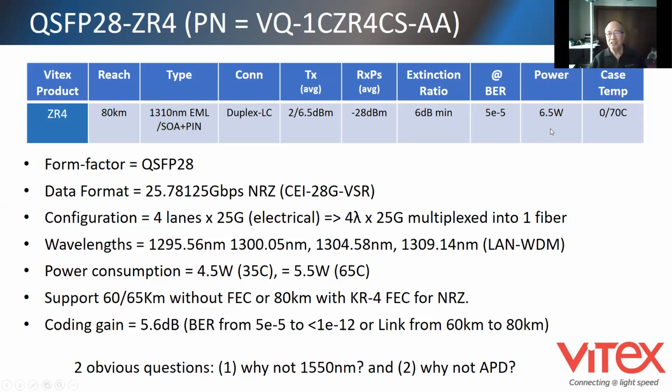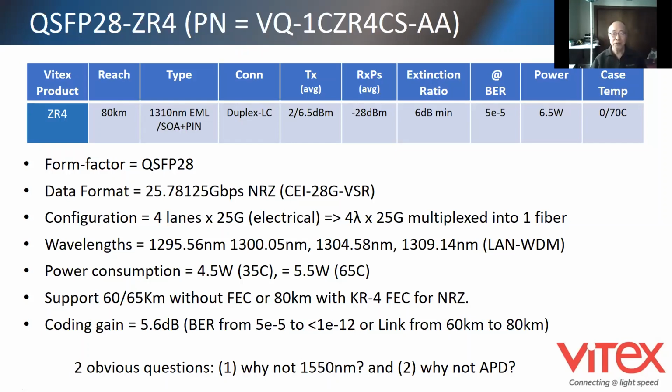The power consumption is about 4.5 watts at 35C and about 1 watt more at 65C, so we guarantee 6.5 watts here. The next spec I want to mention is the FEC. Without the FEC, the length would go to about 60 kilometers or so. With KR-4 FEC for NRZ, the length can reach about 80 kilometers or so. So in order to achieve the 80 kilometers, you need KR-4 FEC.